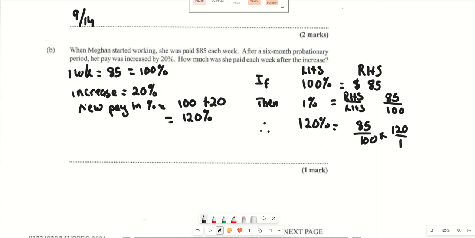And you put this in your calculator: 85 over 100 multiplied by 120. When you do this, you're going to get her new payment is $102 every week. So how much was she paid after the increase? She was paid $102 every week.